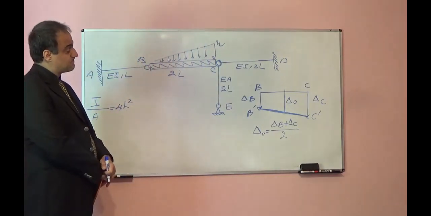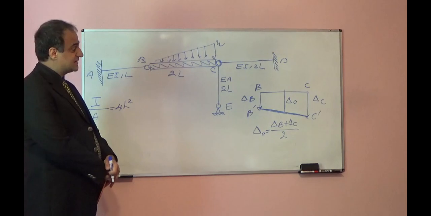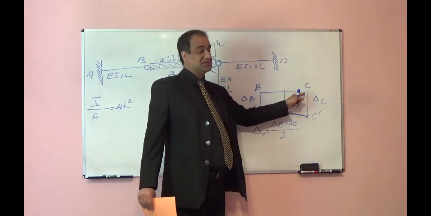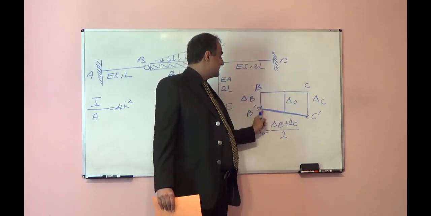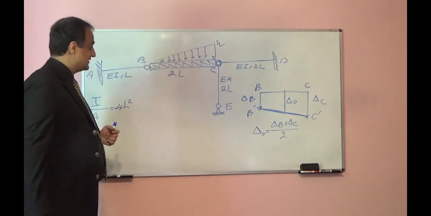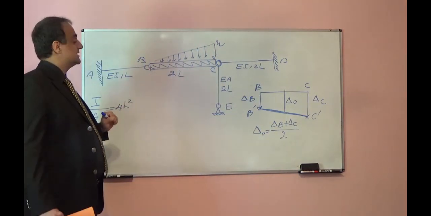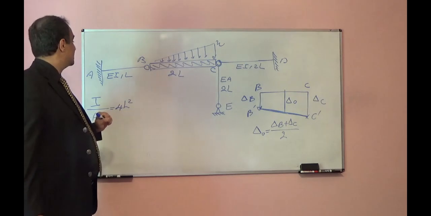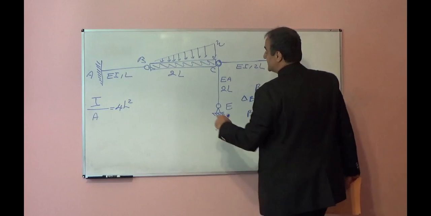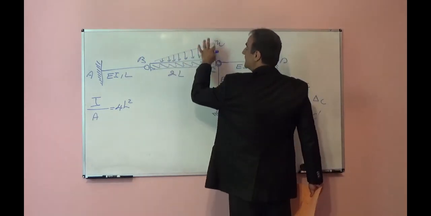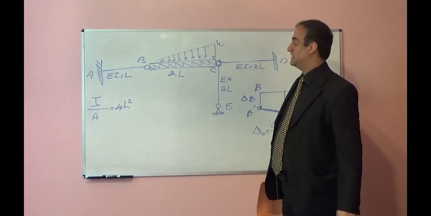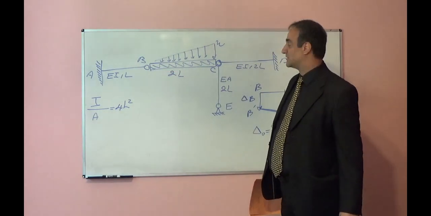Now, because BC is rigid, we will not have any bending deformation in BC. Initially it is straight, it will remain a straight line. But now we should find delta B and delta C. How can we find delta B and delta C? Let's look at this part. We apply this external load. How much load will transfer to the AB part? As much as the reaction at point B.